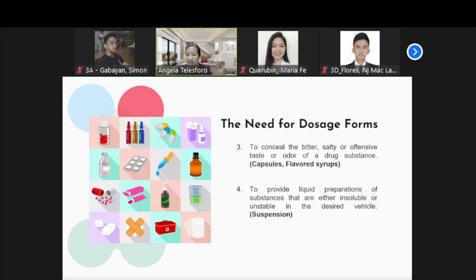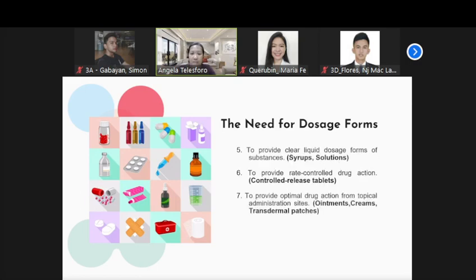But then again, since we cannot, we have to make it into a liquid preparation. So the only way for us to be able to do that is to make it into a suspension. Kasi nga, for example, insoluble. So we make it into a suspension. No? Para lang siya maging ano talaga, liquid. So yun, that's another reason.